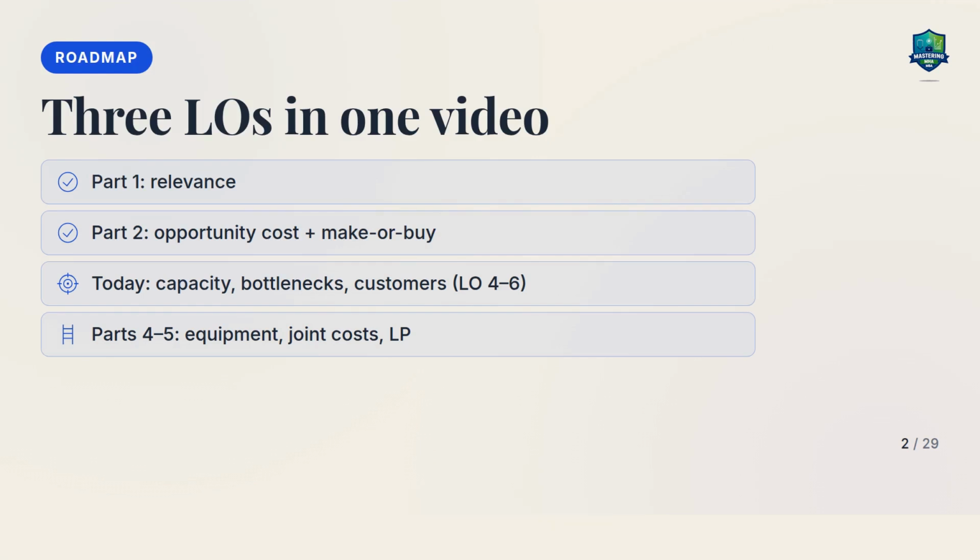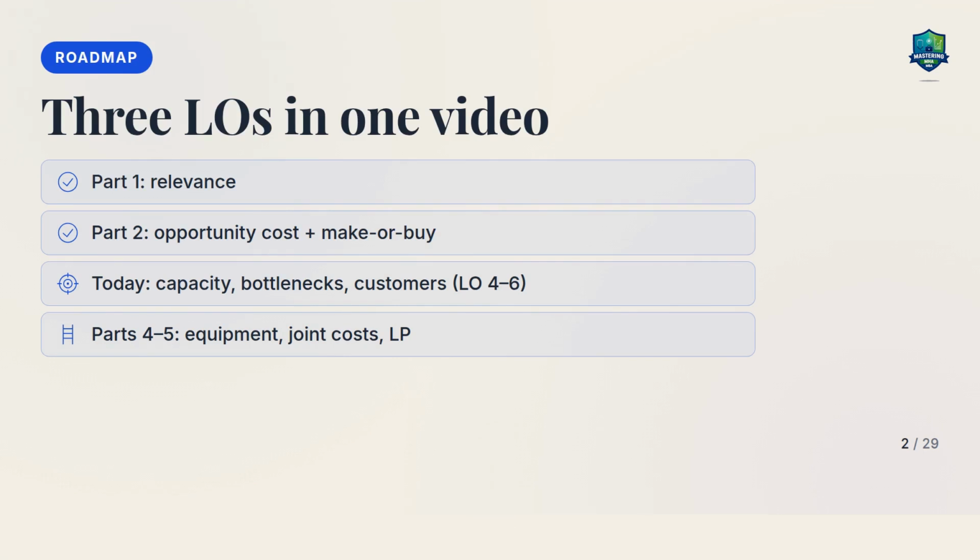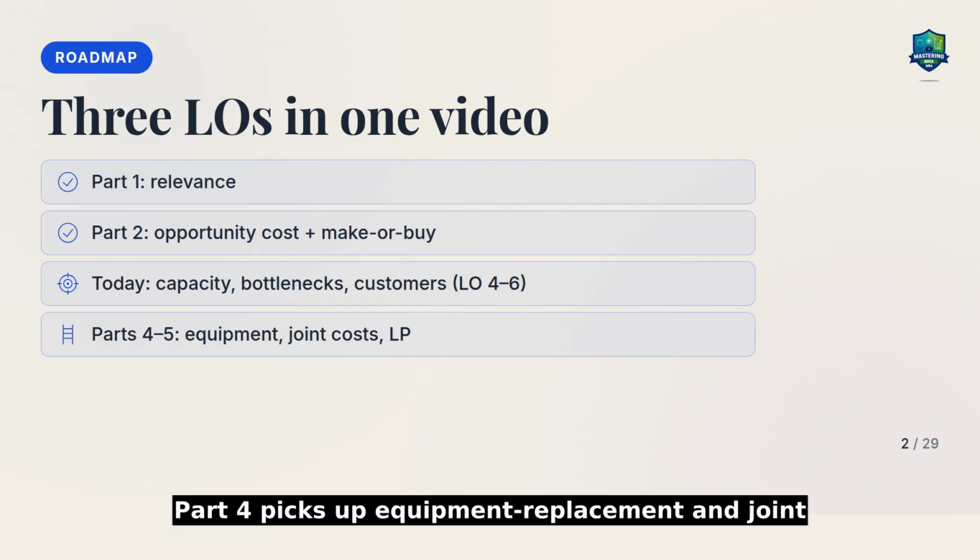Quick orientation. Part 1 covered the relevance test. Part 2, Opportunity Cost and Make or Buy. Today, Learning Objectives 4, 5, and 6. Part 4 picks up Equipment Replacement and Joint Costs. Part 5 closes with the Linear Programming Appendix.